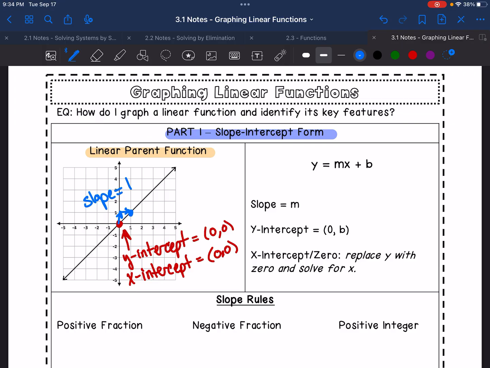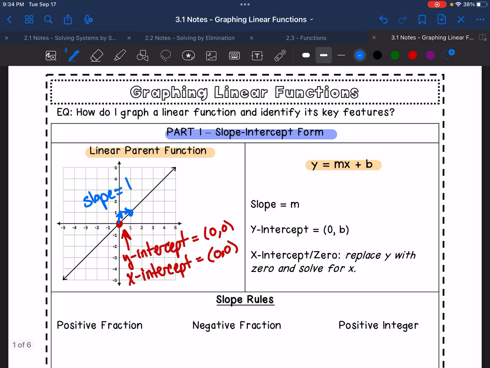Looking at this as an equation, this is called slope-intercept form. When we have slope-intercept form, we can see we've got mx. So the m is your slope. Your b that's being added over here, or subtracted, depending on your problem, that's your y-intercept. So it'll be (0, whatever we've got there).